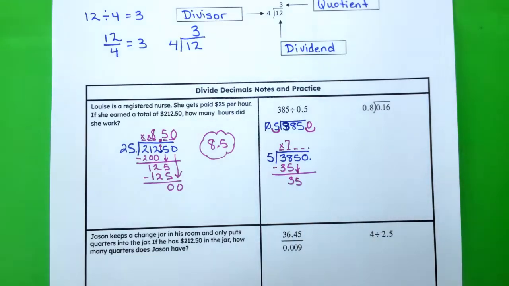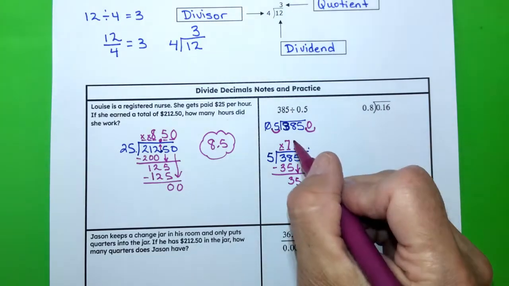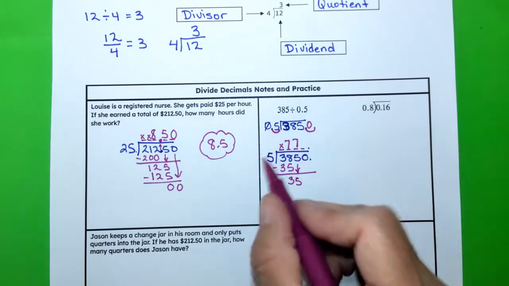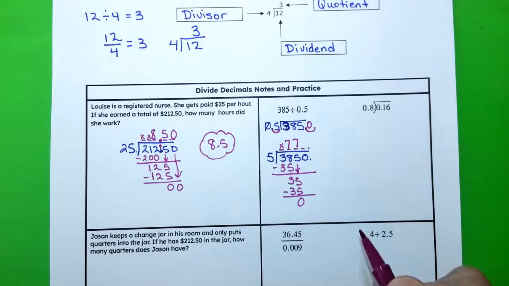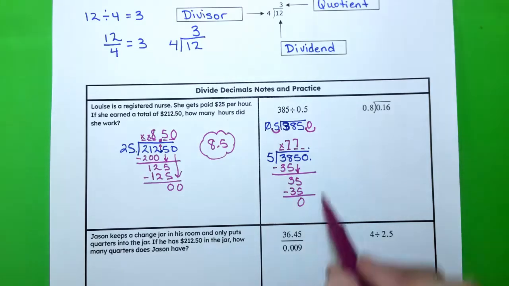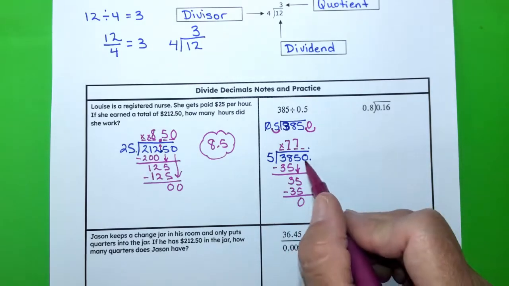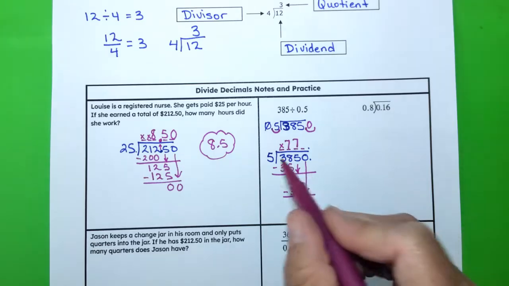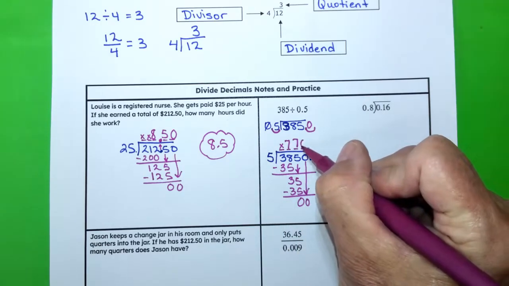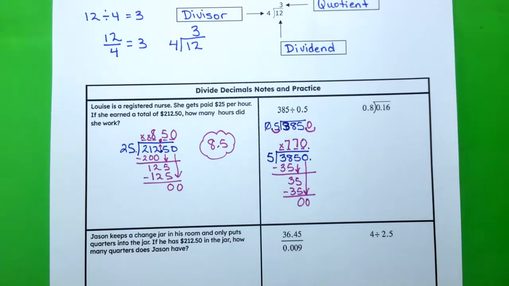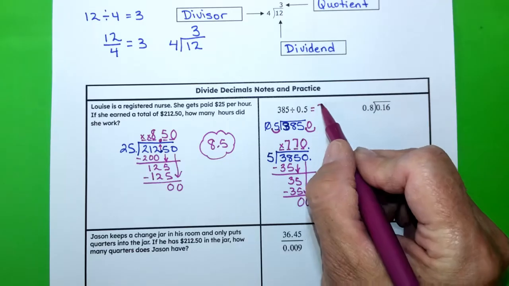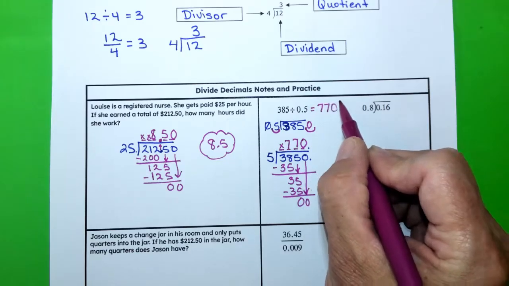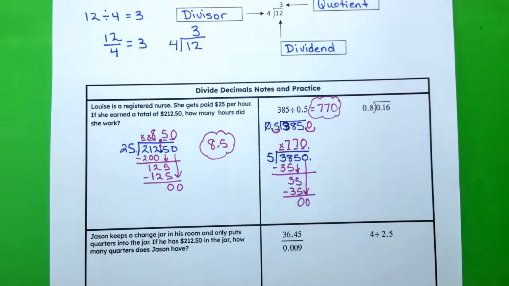Okay, I just did that. 5 fits into 35 7 times, so I put a 7 on top. 7 times 5 is 35. Subtract, I have nothing. Now here, I cannot get rid of this 0 because it's holding the ones place. I got to bring my 0 down. How many 5s fit into 0? That would be 0. And so my final answer for 385 divided by 0.5 would be 770. Put it in a little bubble. Ta-da! Okay, let's go to the next guy.